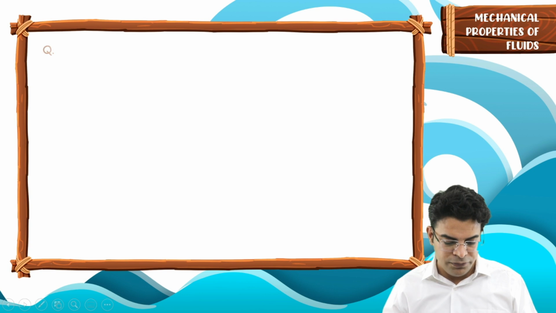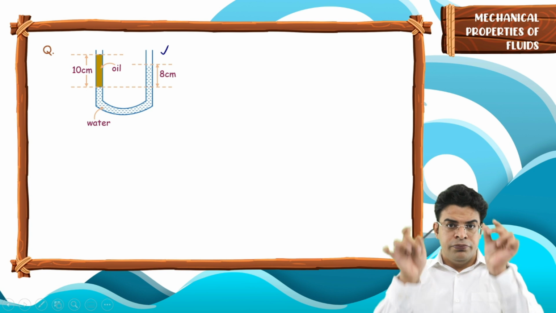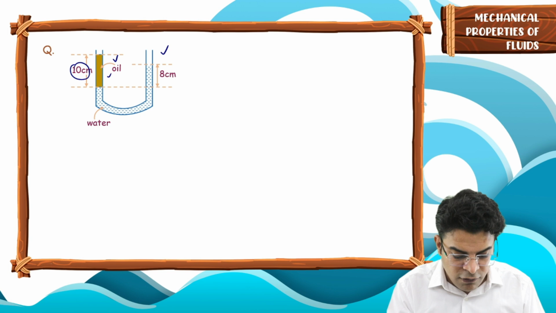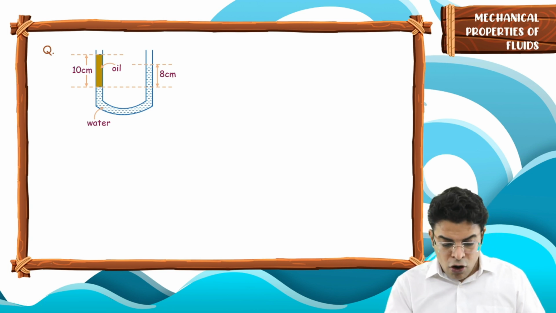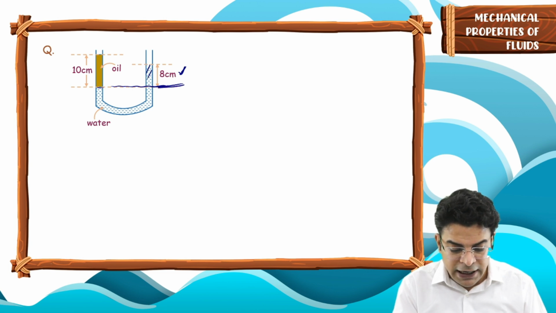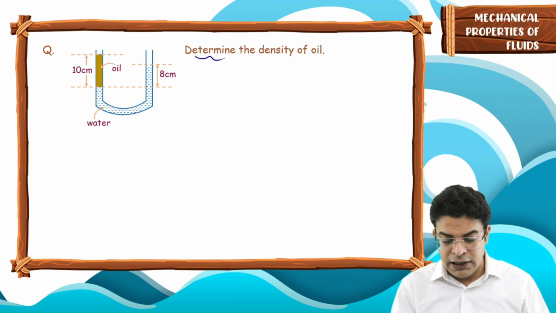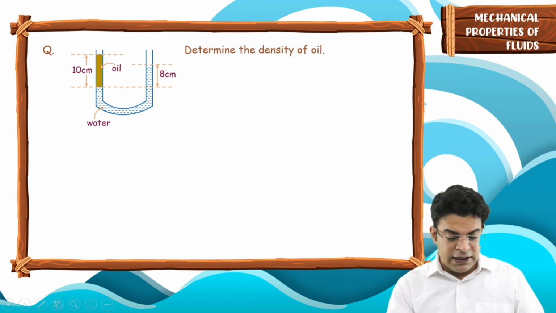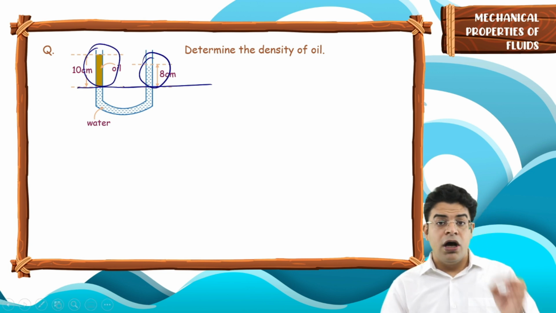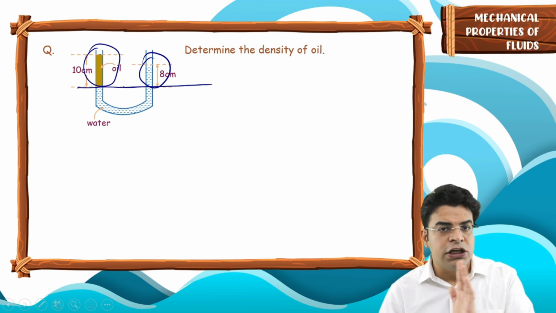Easy? Let's move on. Now let's say you have this U tube, and on the left hand side there is 10 centimeter of oil, and on the right hand side this 10 centimeter of oil is balanced by 8 centimeter of water. The question is, determine the density of oil. So if 10 centimeter of oil is balanced by 8 centimeter of water, how do we write the density of oil? Now these types of questions are super easy.